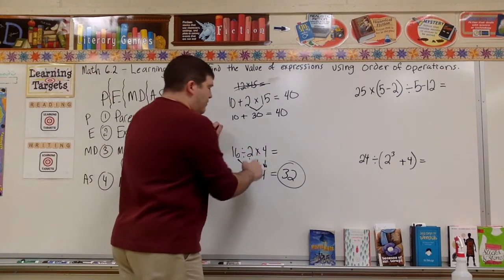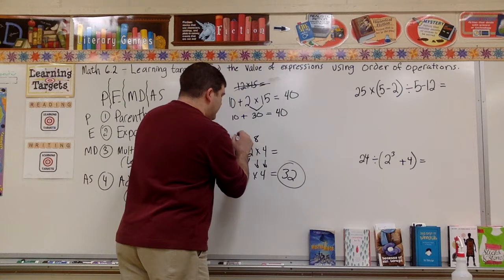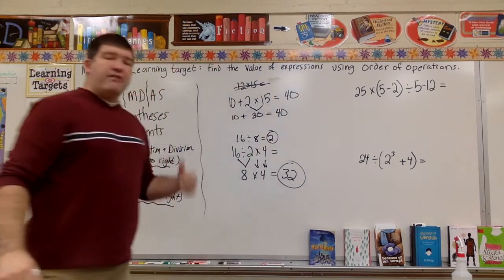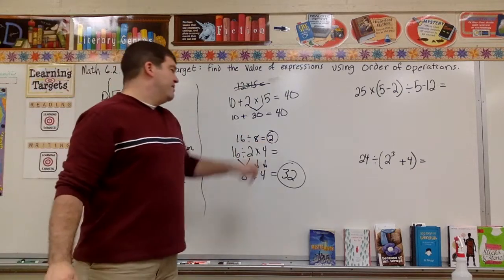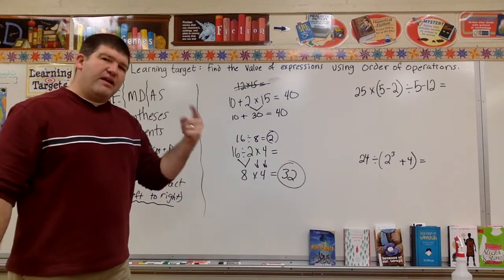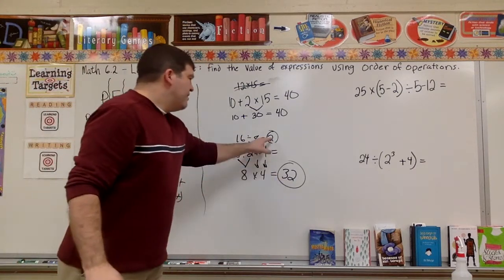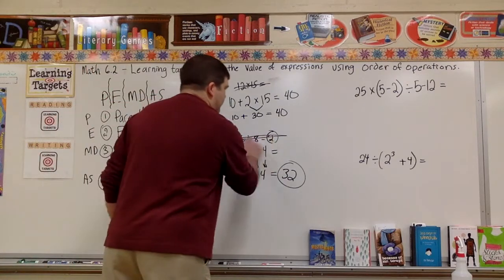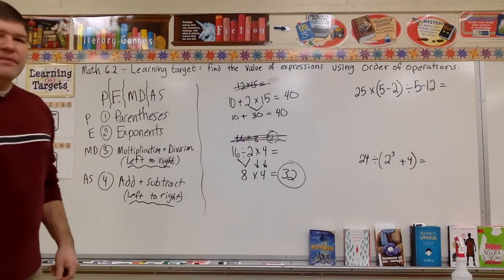Say I would have done 2 times 4 first. Made that 8. 16 divided by 8 equals 2. Not following the order of operations, I get 2. Following the correct way and the order of operations, I get 32. Much different. It's a totally different answer. This is not correct. Okay?